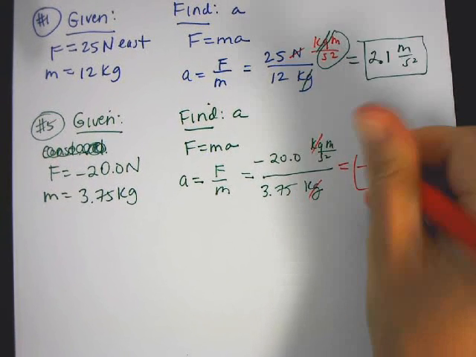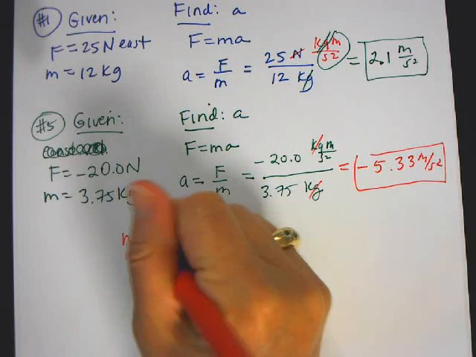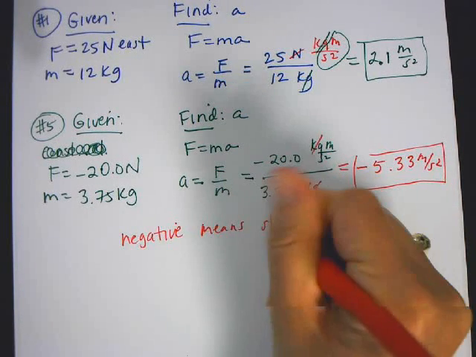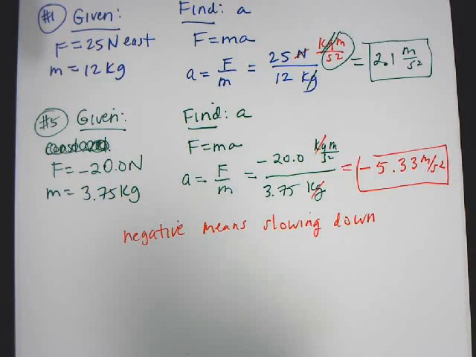So I see here that my acceleration is negative. So the negative means it's slowing down. That's what the negative means. So this is important because you have to be aware of the signs. You know, is it positive, is it negative? Because the negative signs are going to end up meaning something. So don't forget to use your sign convention.